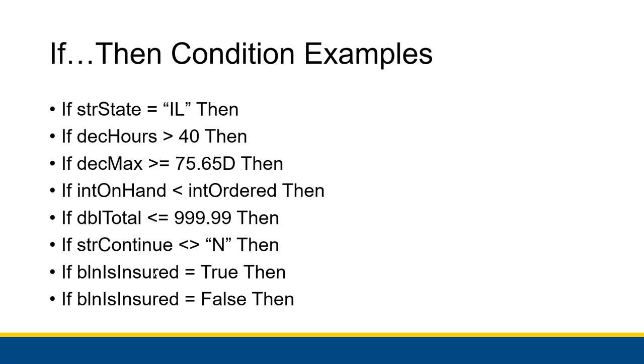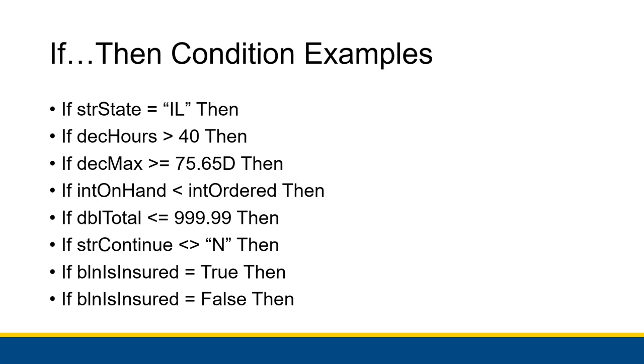And then we also have some interesting ones. If Boolean is insured is true, then do stuff. Or if Boolean is insured is false, then do stuff, right? So we're checking to see if the Boolean variable here has the value true. If true equals true, then do something, right? And if false equals false, then do something.